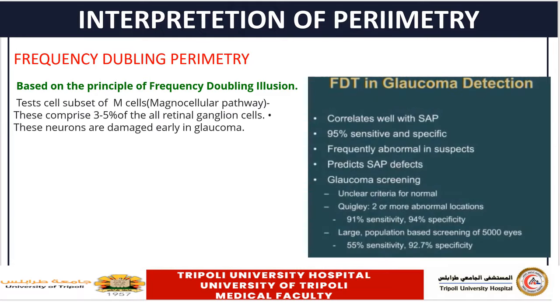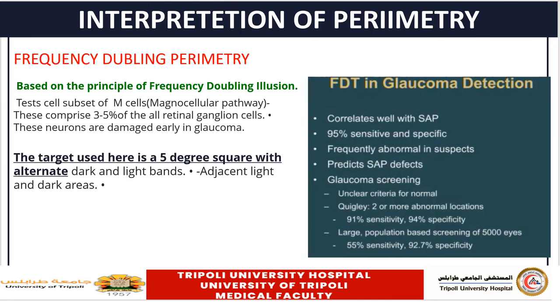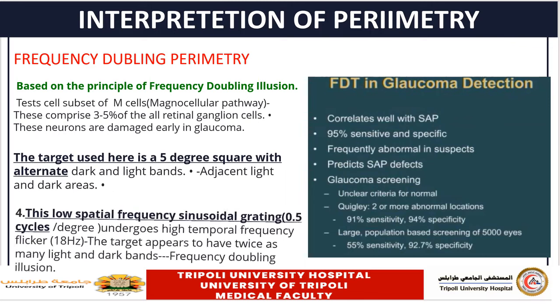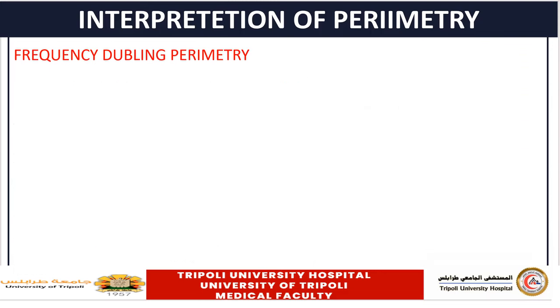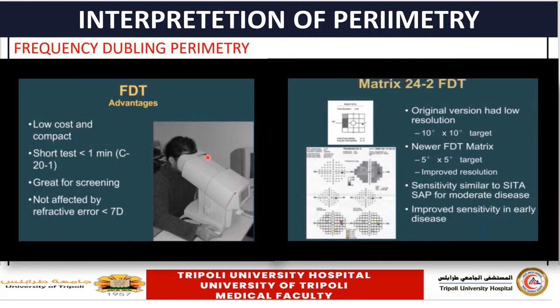So frequency doubling is useful in glaucoma, and it is selectively targeting the M cells, that's the magnocellular cells, which constitute 3 to 5% of the total cells in the retina. And the target is around 5 degrees square of alternate dark and light bands. And it has a high temporal frequency of around 18 hertz, and it is based on the principle of optical illusion of frequency doubling. It is useful and very good in early detection of glaucoma.